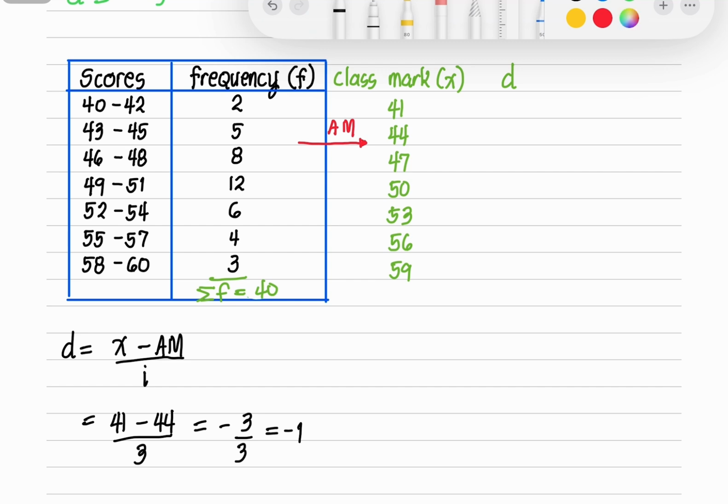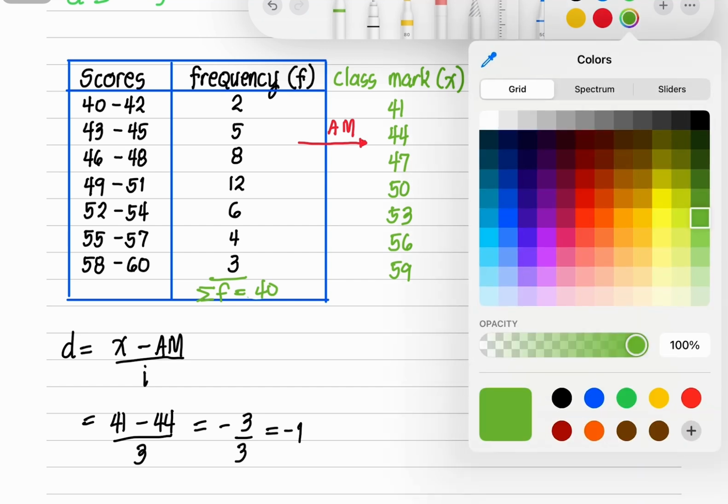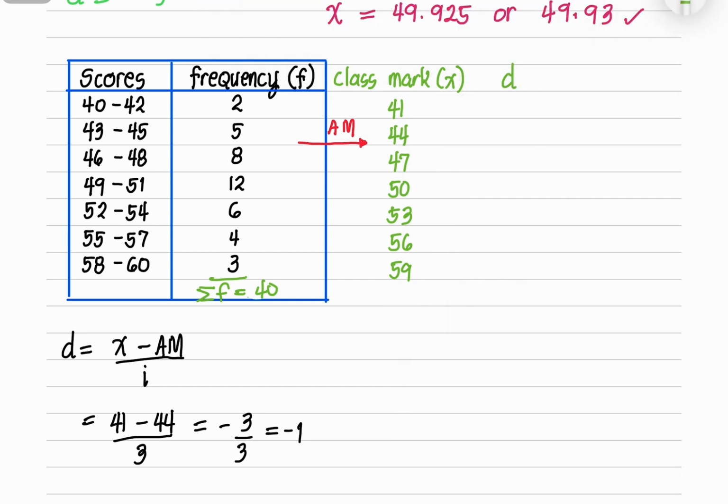So, ang unang value ng D natin dito, class, ay negative 1. So, ganun lang kasimple. So, kung negative yan, guys, isulat nyo yan. And then 44, next, 44 minus 44, 0, divided by 3, 0. So, guys, as what I mentioned earlier, di ba kanina? So, sabi ko may pattern to. So, negative 1, 0, 1, 2, 3, 4, 5. Okay, discover nyo na lang.